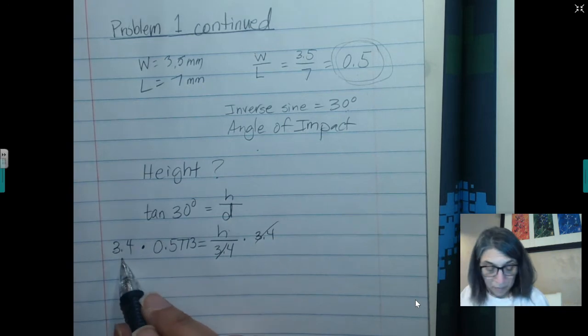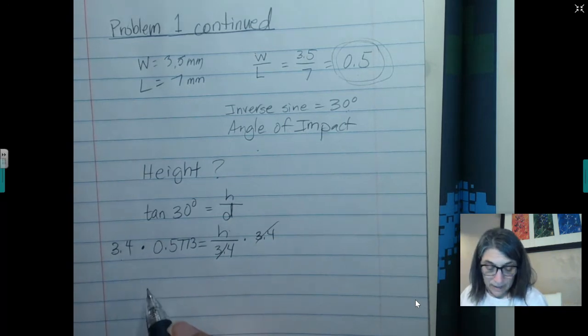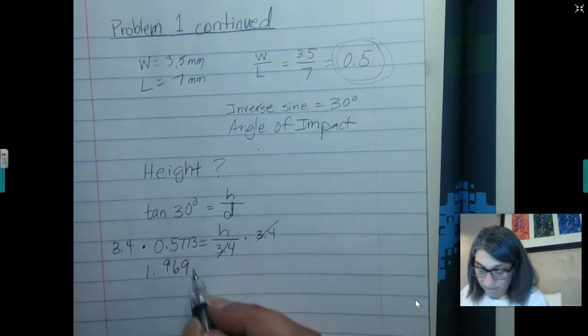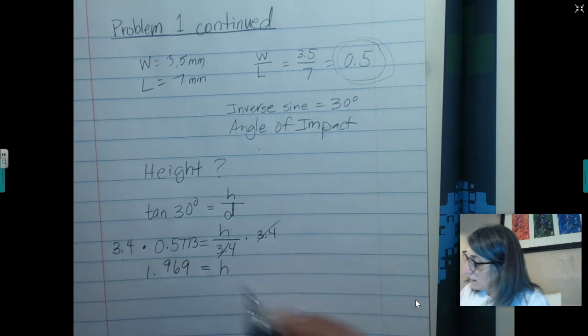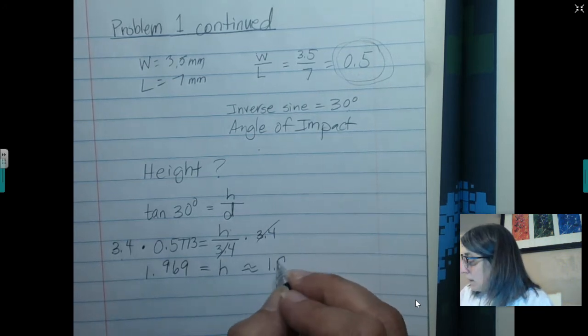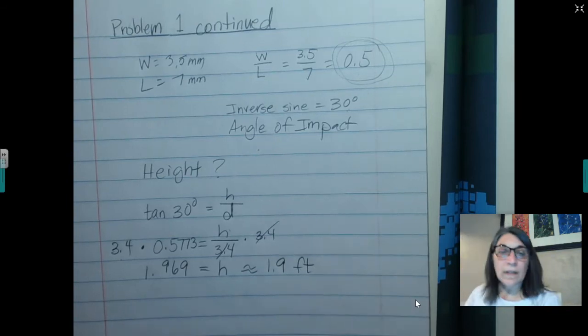And when you multiply 3.4 by 0.5773, you get 1.969. Okay, which is what my height ends up being. But we're gonna just approximate that to 1.9 feet. So then that ends up being the final.